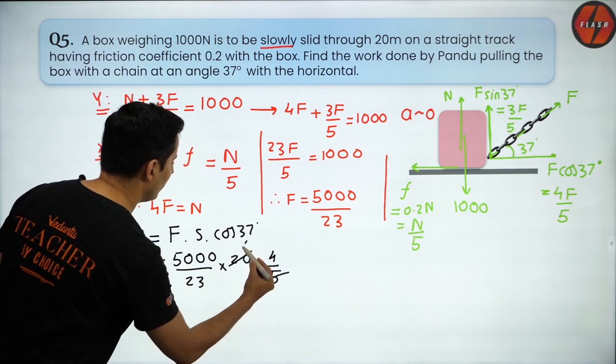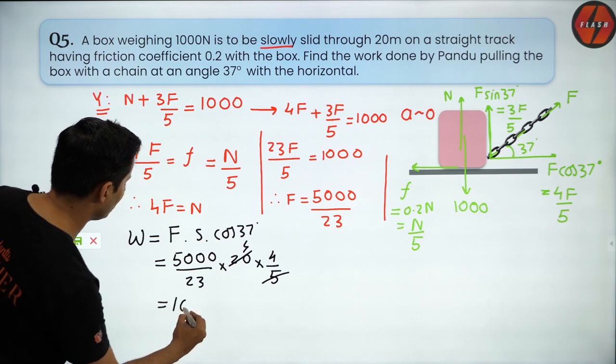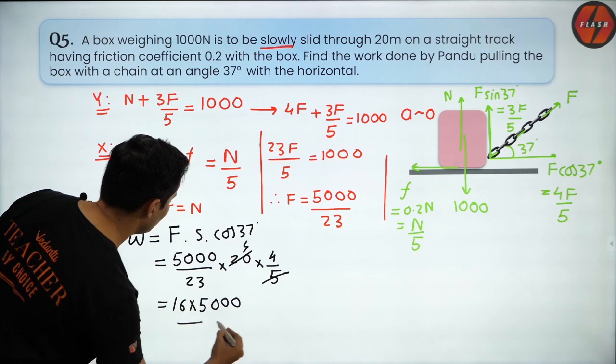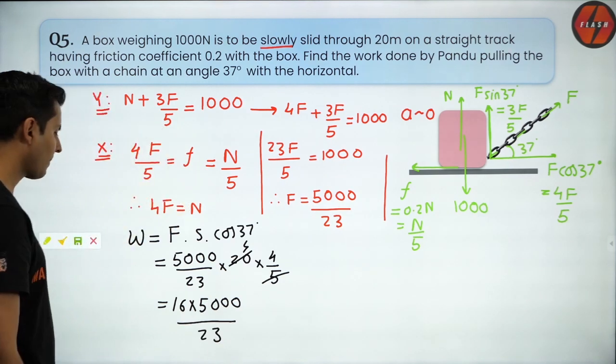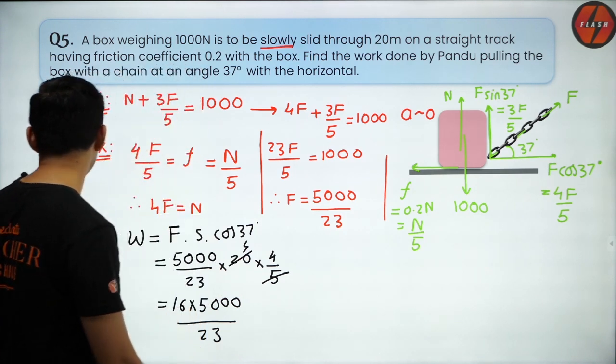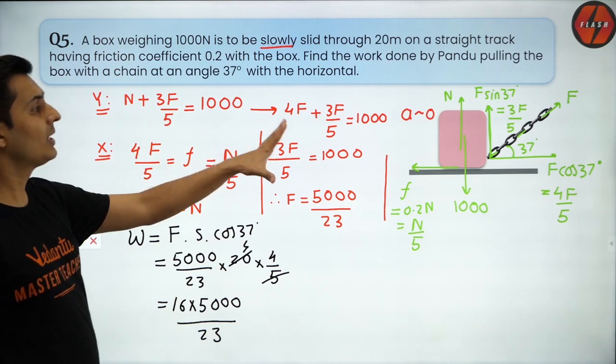This will become 4, right? 4 4s are 16, and you can do this. It's not that difficult. So 16 into 5000 divided by 23. So that is the final answer. You can get it in decimals. I think I have put it up on the next slide, but you get the idea.